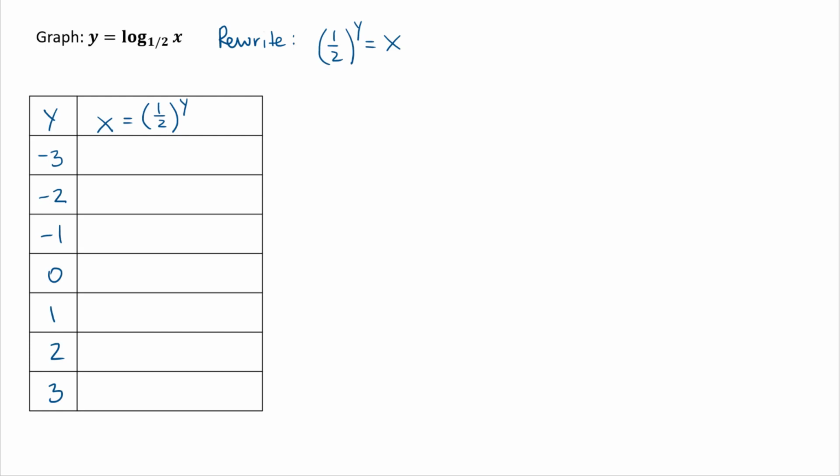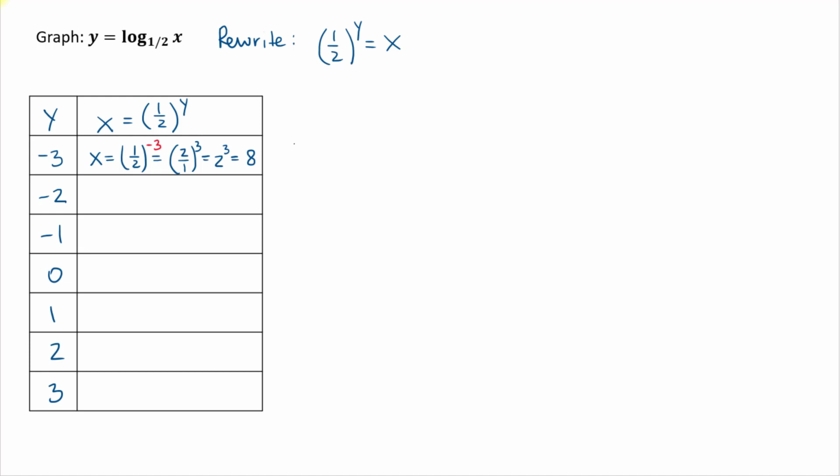So first, it's going to be 1/2 to the power -3. To evaluate this expression, I need to change the power from negative to positive. For that, I have to take the reciprocal of the fraction. That's going to be 2 over 1 to the power 3. That's the same as 2 to the power 3, and that's 8. And now be careful. So what is the first point that we found?